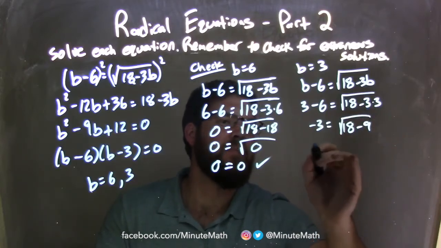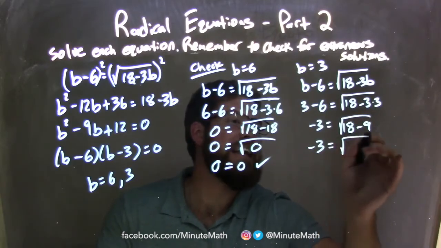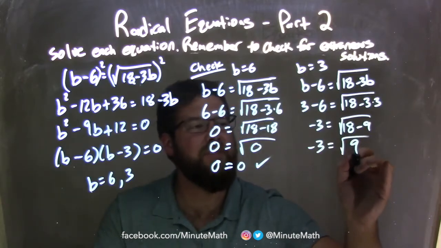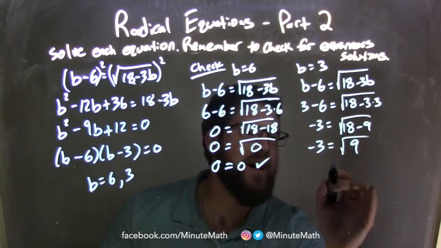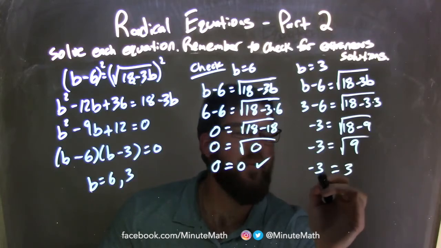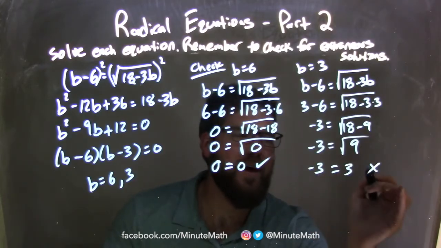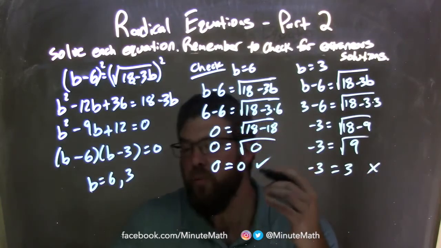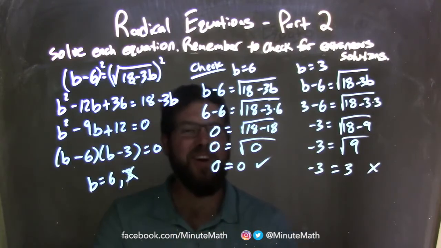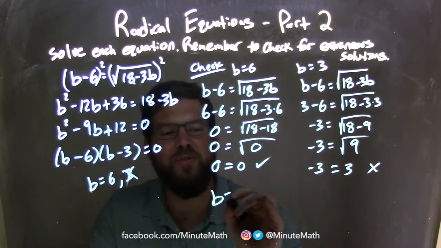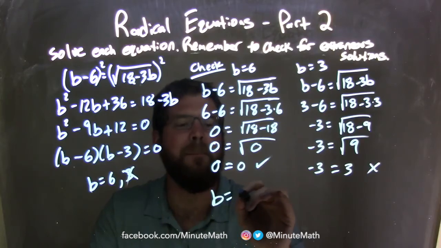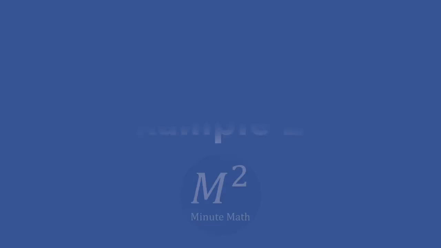So 18 minus 9. Negative 3 equals the square root of 18 minus 9, which is just positive 9, right? Square root of positive 9 is positive 3. But does negative 3 equal positive 3? I don't think so. Hopefully you didn't either. So 3 is an extraneous solution. So my only true real solution is the first one we had written down, b equals 6.